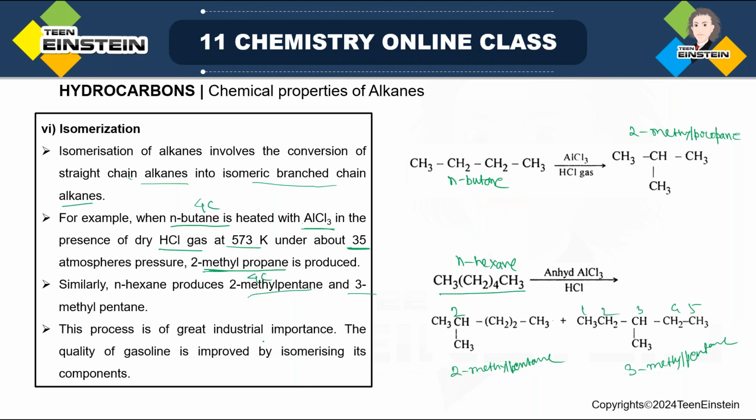So this is having some importance from industrial point of view, because the quality of gasoline, which is basically mixture of different types of alkanes, you can improve it by isomerization reaction. So as I have said, it is a mixture of different types of alkanes. So if you want to increase the number of branch chain alkanes than the linear chain alkanes, you can use this isomerization reaction. In this way, what will happen? The amount of branch chain will increase and the quality of gasoline, that will also improve. Okay.